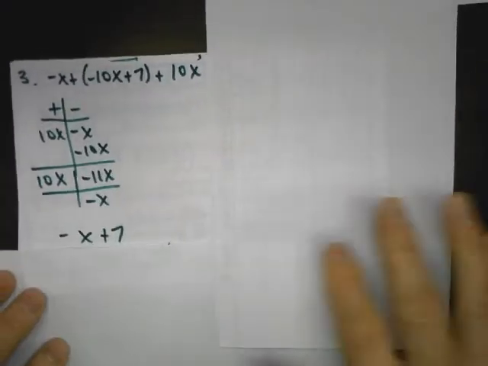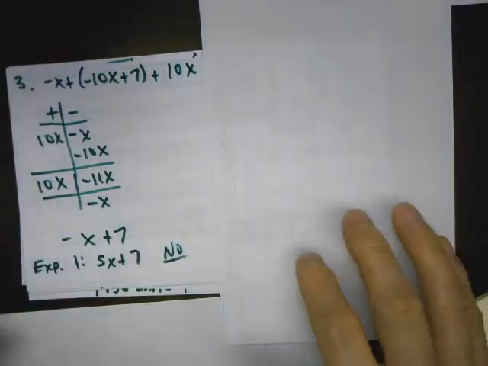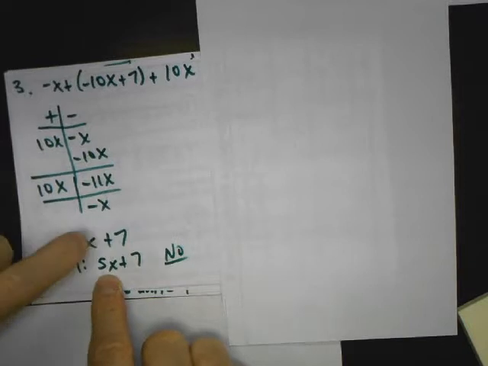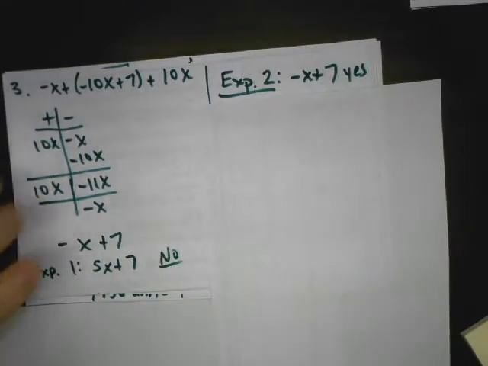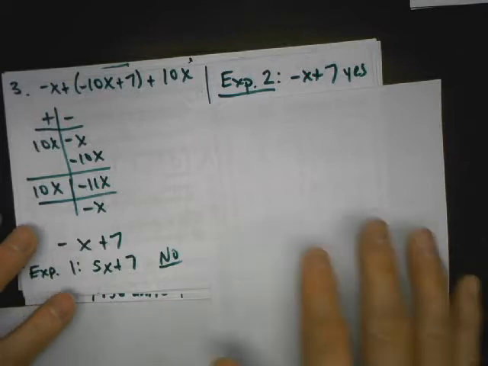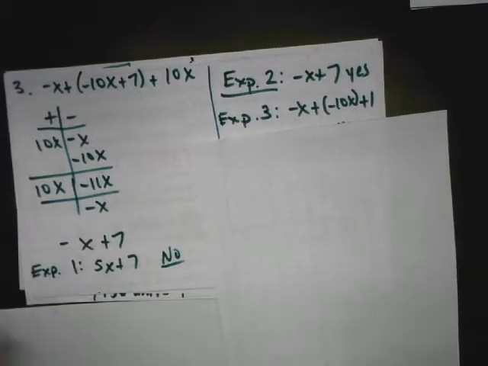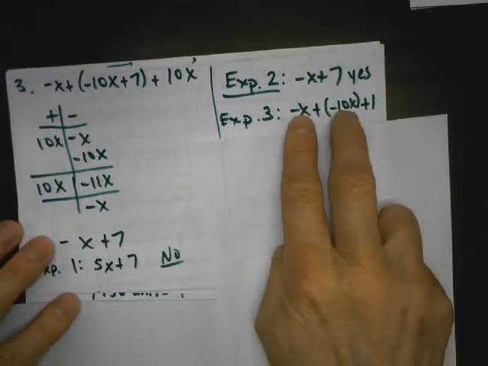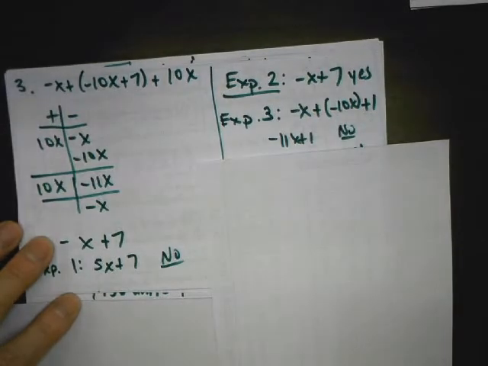Now we're going to check the others and see what they simplify to. So the first one is already simplified for us. That's not the same thing. The 7 is the same, but the coefficient is not. Expression 2, that's simplified. That is the same thing, so we have to pick an answer that has expression 2 as part of it. Expression 3 is not simplified, so we're going to simplify that. I'm going to combine like terms. I get negative 11x plus 1.